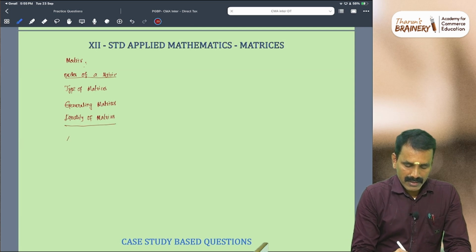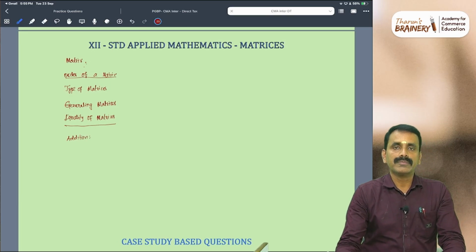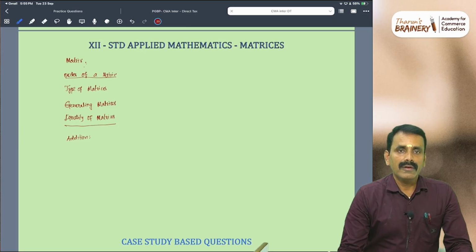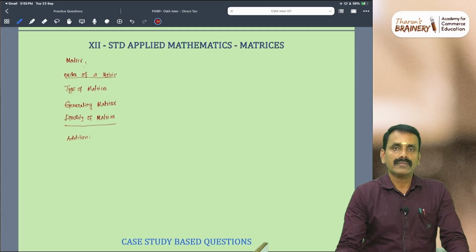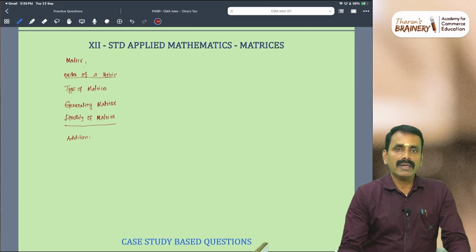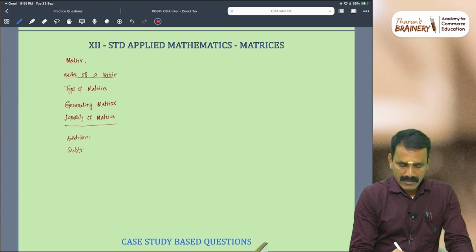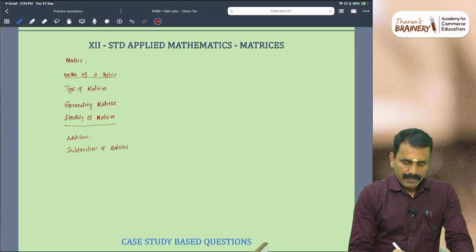We can perform addition. Two matrices can be added only when they are of same order. That is the critical condition to be satisfied. If they are not of same order, we cannot add them. Okay. If they are of same order, then the corresponding elements will be added. Then subtraction of matrices. Scalar multiplication of a matrix.